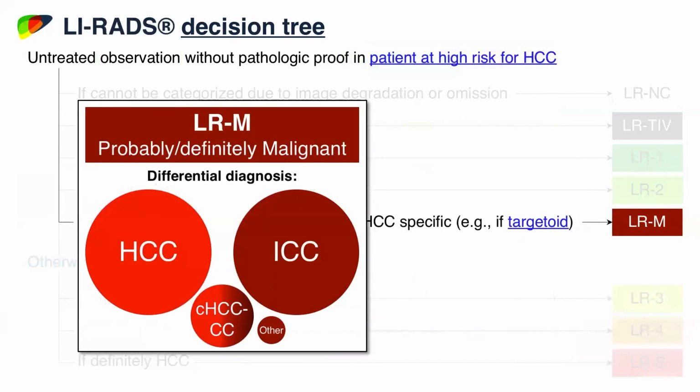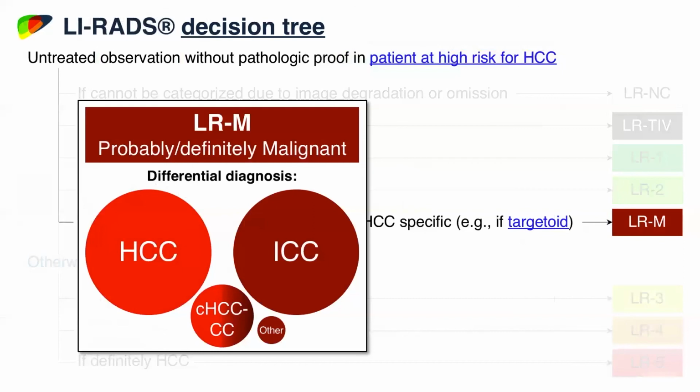Well, the most common is HCC. The second most common is cholangio. The next most common is combined HCC cholangio. But because these LRMs don't meet imaging criteria for HCC, they're not typical HCC. So that's why the differential diagnosis for LRM is about 40% HCC and about 60% all of these other things. Does that sort of make sense?